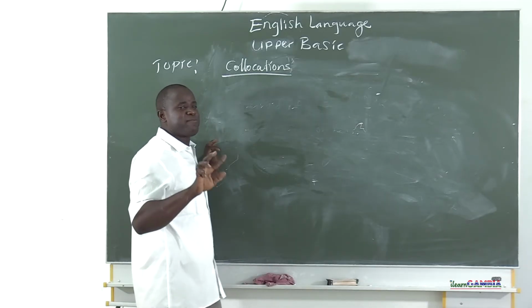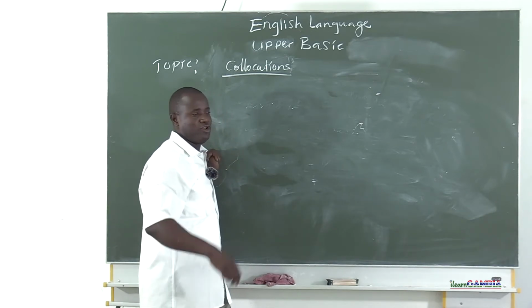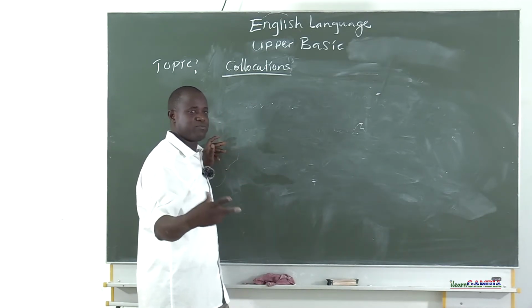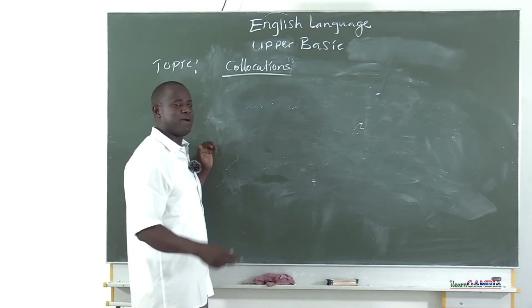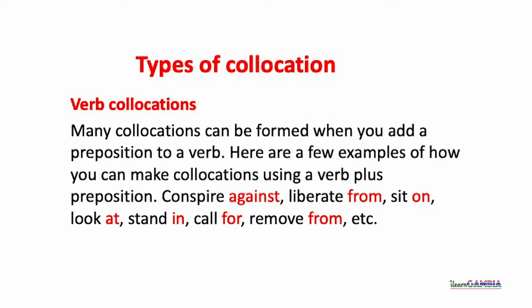Now you have different types of collocation. You have noun collocation, adjective collocation, and verb collocation. So we're going to start with the verb collocations. Many collocations can be formed when you add a preposition to a verb. Here are a few examples of how you can make collocation using a verb plus a preposition. We look at the first word, conspire against. If two people conspire against somebody, or liberate from, sit on, look at, stand in, call for, remove from.